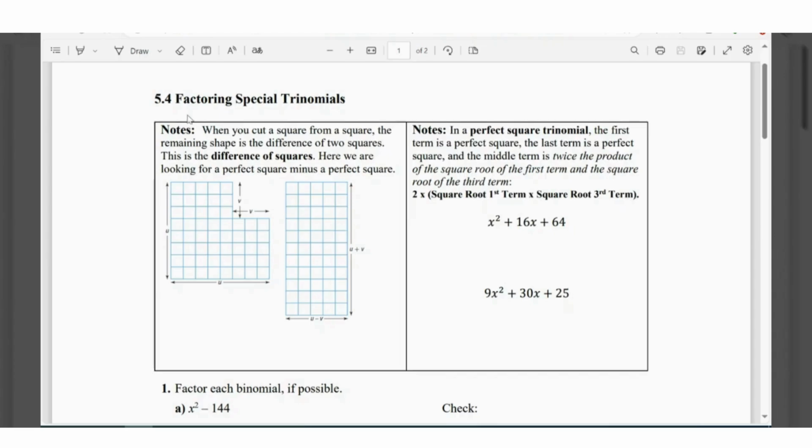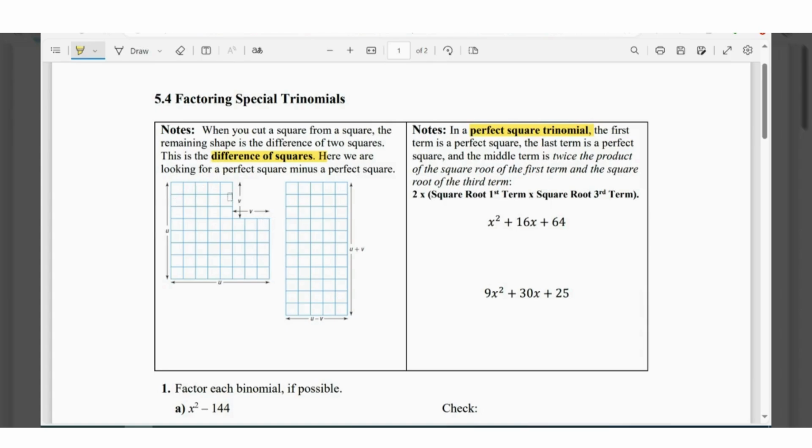Hello everybody, here we are, 5.4 factoring special trinomials. In this lesson we're going to focus on two kinds of special trinomials. The first one over here is a difference of squares, and the second special trinomial is a perfect square trinomial. So we'll learn about those two.